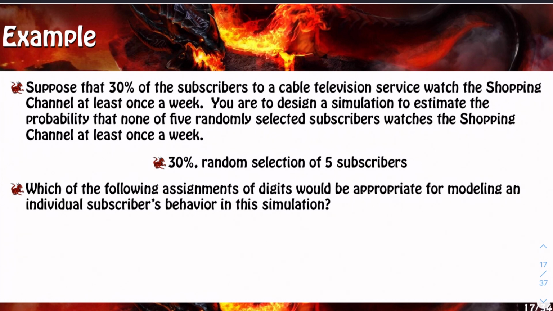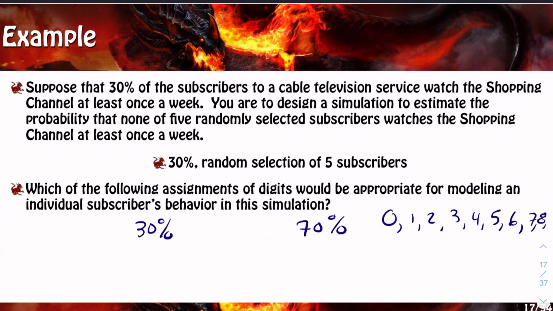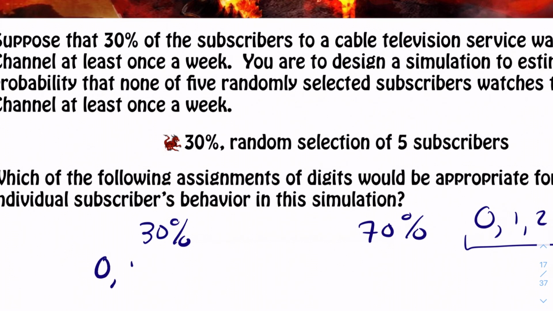On the next page, we're going to go through the possible options. But if we have 30% for one group and 70% for another group, I want you to think of how we could devise our numbers. I have 0, 1, 2, 3, 4, 5, 6, 7, 8, and 9. That's 10 total numbers. I can split these into even percentages and say, if I was designing this, let's say 0, 1, and 2 are watchers.